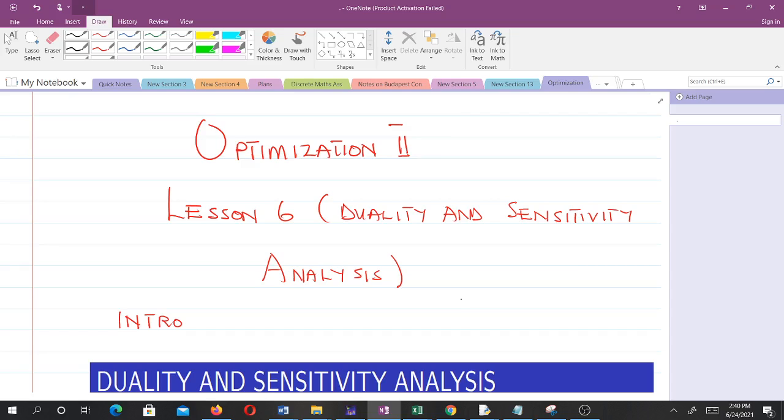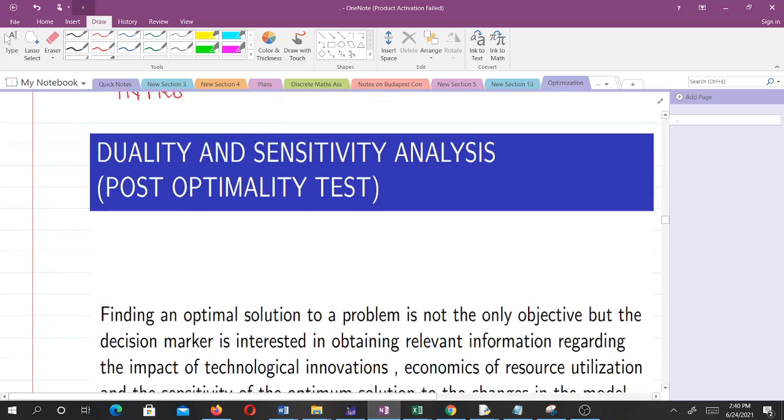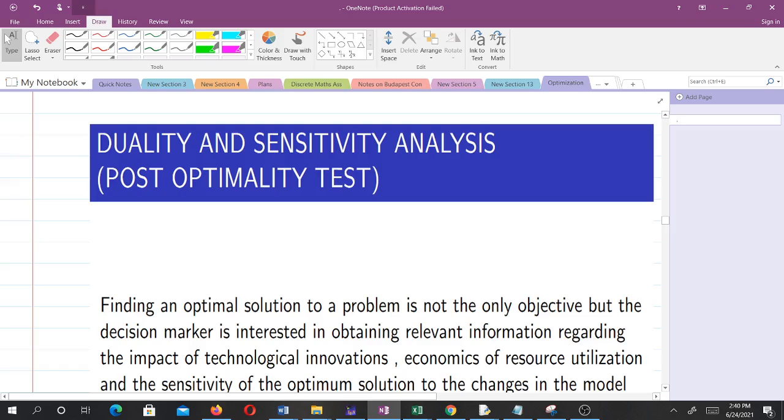In this lesson, which happens to be the sixth lesson, we would want to talk about duality and sensitivity analysis. Before we get into it, let's try to know why we are doing this and what they imply. Sensitivity analysis is also known as post optimality test. In this sixth lesson, we will talk much about duality. Then in the next lesson, which is lesson 7, we will dedicate that to the sensitivity analysis.